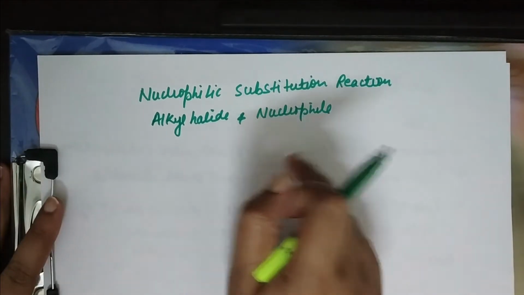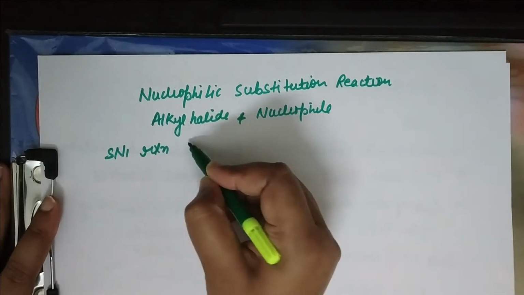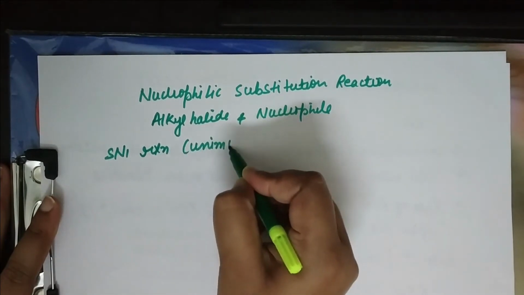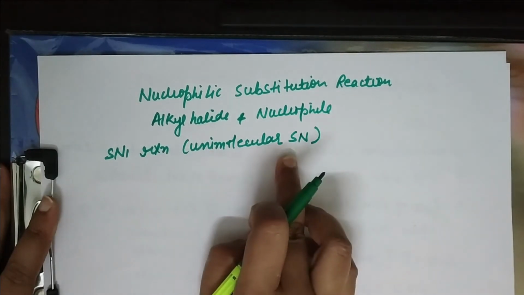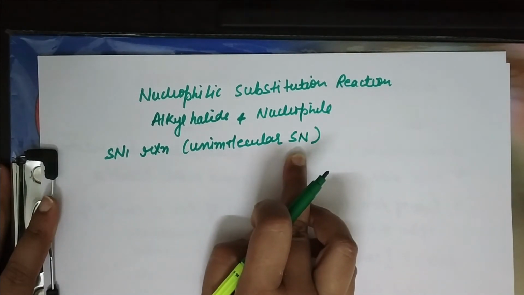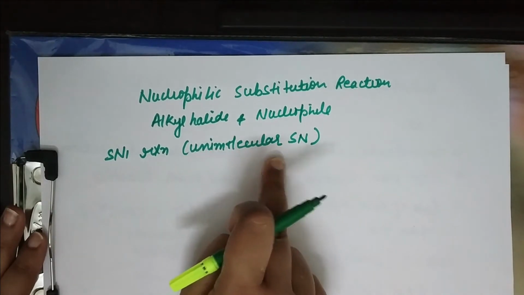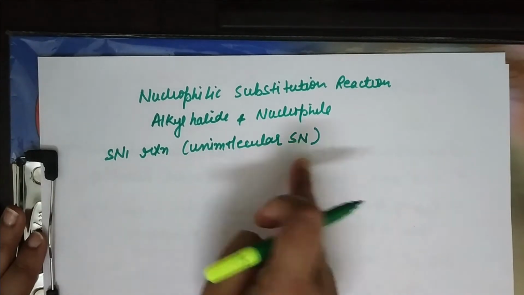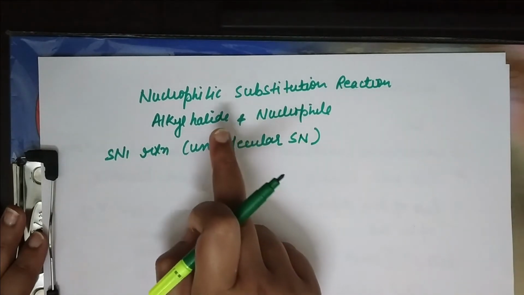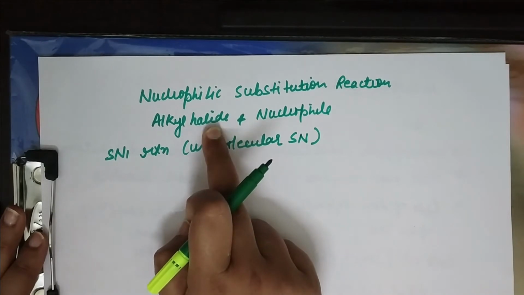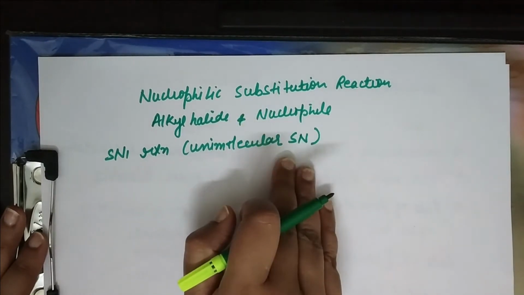So here first I am going to explain the SN1 reaction, which is the unimolecular substitution reaction. In short, I have written unimolecular nucleophilic substitution reaction. The SN1 reaction, also known as the unimolecular substitution reaction, has a rate that depends on the concentration of one substrate, that is alkyl halide, and it is independent of the concentration of nucleophile.